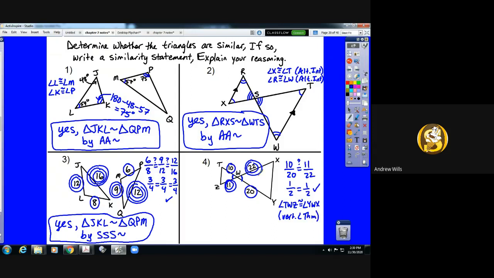So we have shown 2 sets of proportional sides as well as a congruent included angle. That would mean that this is also a yes. Triangle TWZ is similar to triangle YWX by side angle side similarity. Okay. So that is the first half of the lesson.